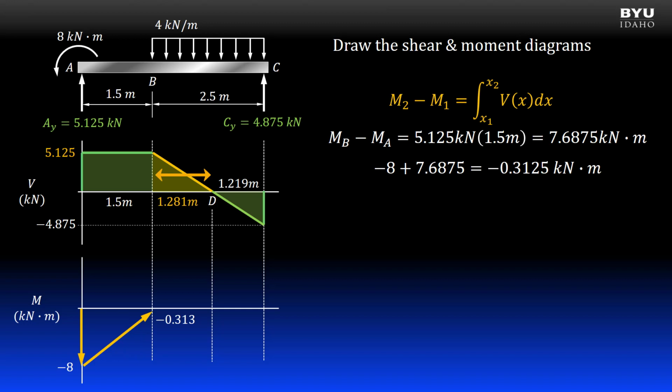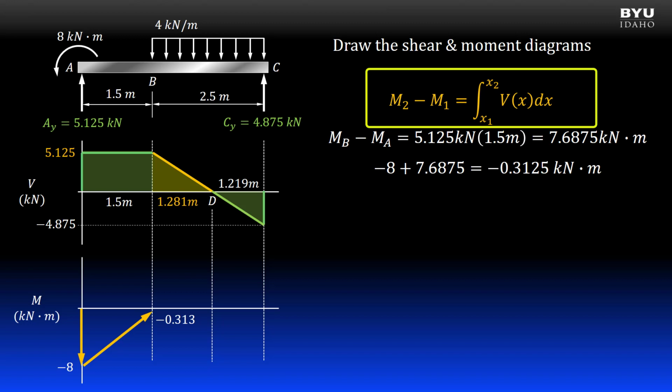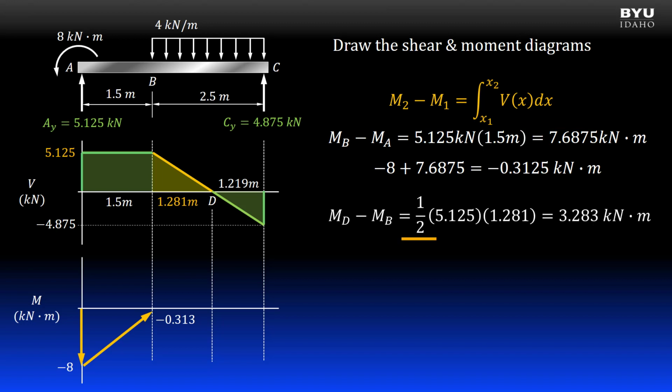Now, between points B and D, we again use the rule that the change in the moment diagram is equal to the integral of the shear diagram. From B to D on the shear diagram, the area is a triangle. So we get the area as 1/2 times the height, positive 5.25, times the base, 1.281. We get a change in our moment diagram of about positive 3.28 kilonewton meters. Since at point B our moment diagram is at negative 0.313, we will end up at positive 2.97 at point D. Here, the shape of the moment diagram is parabolic.